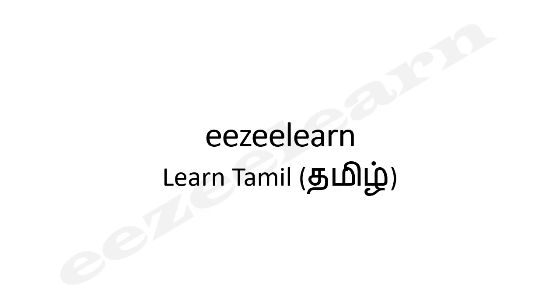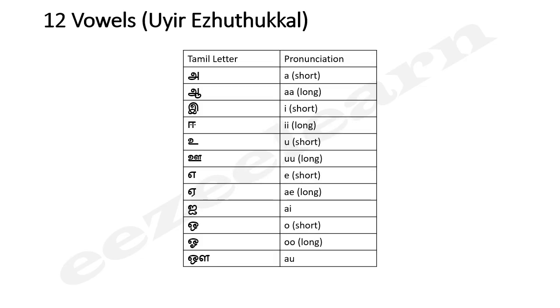In this video series, we are learning how to write the Tamil script. So as we have seen in the earlier video, there are 12 vowels in Tamil script. We call it as Uyirezhuthukal. I'll just read the letters and in the next slides I'll be teaching how to write these letters.